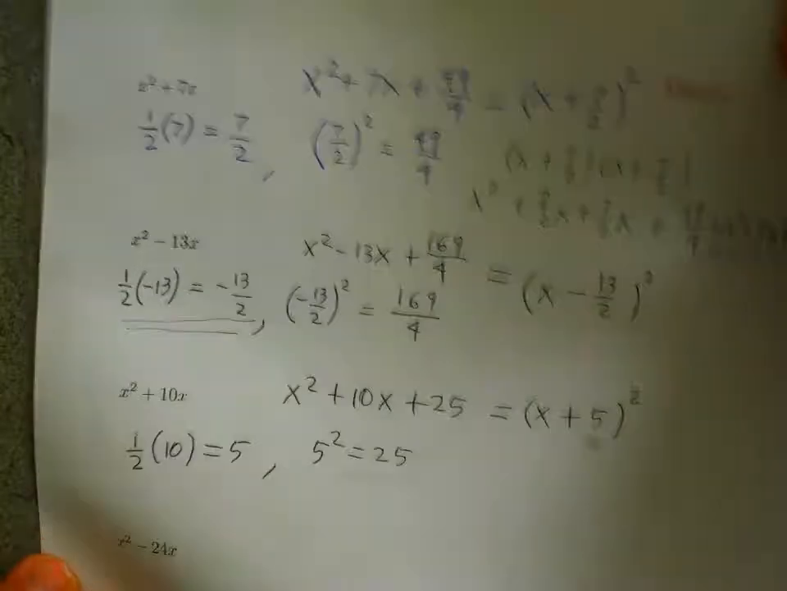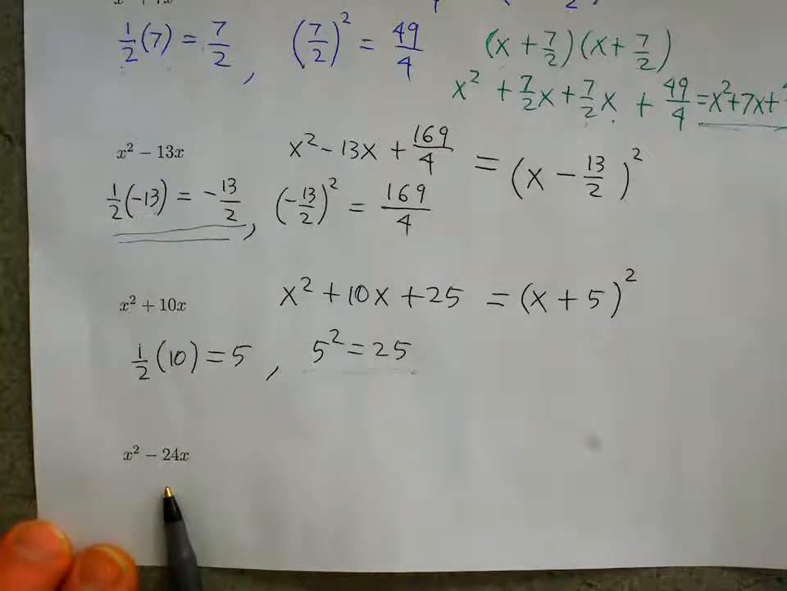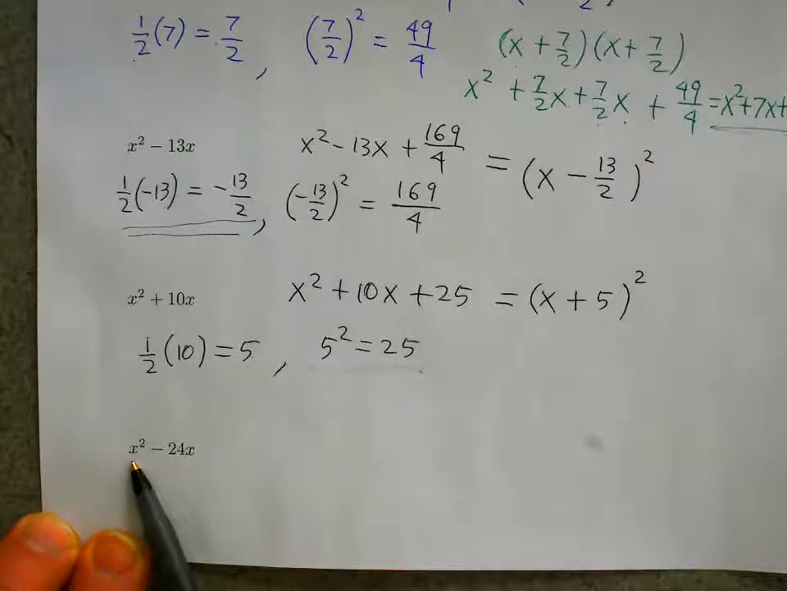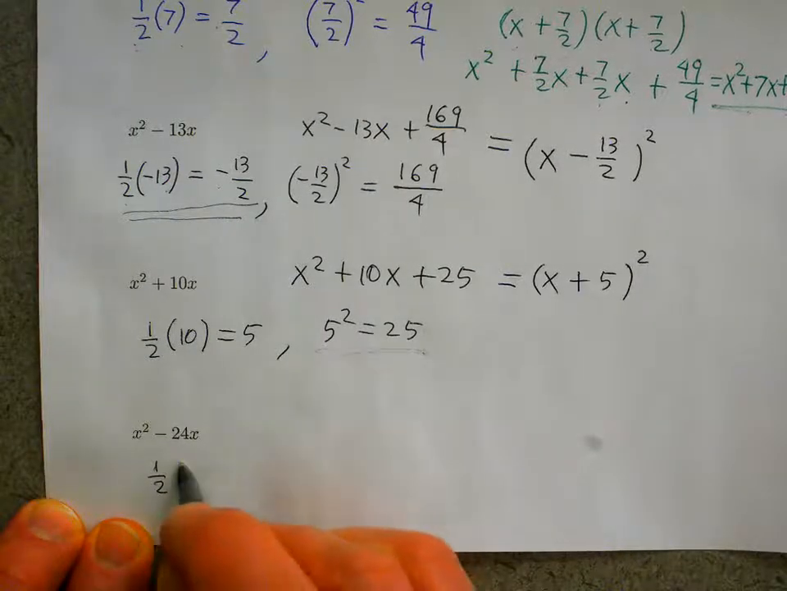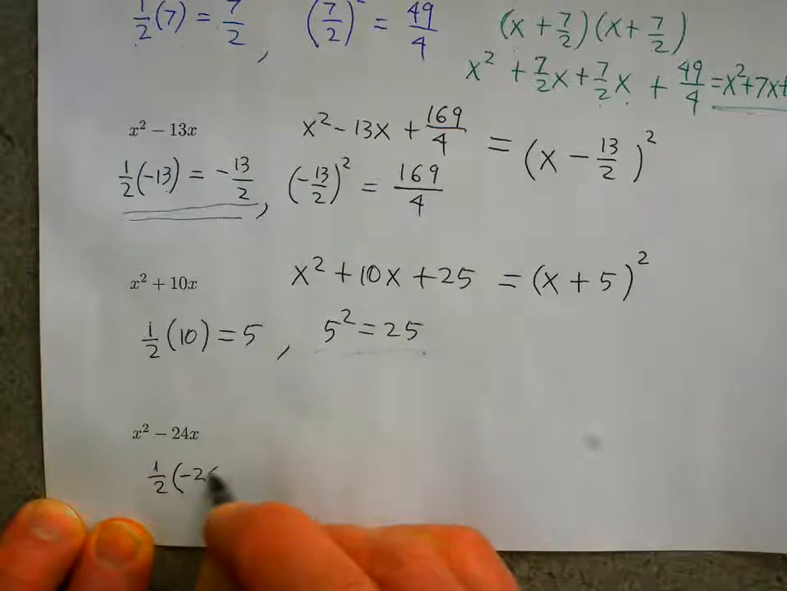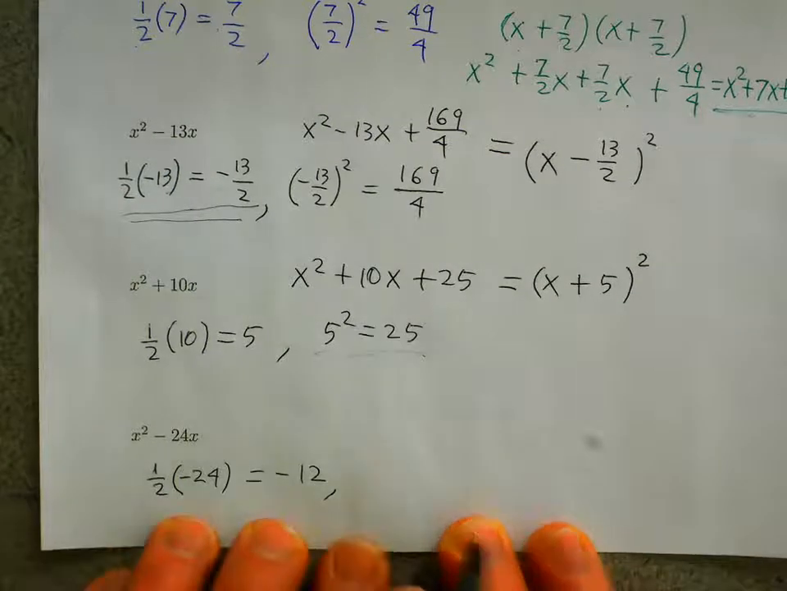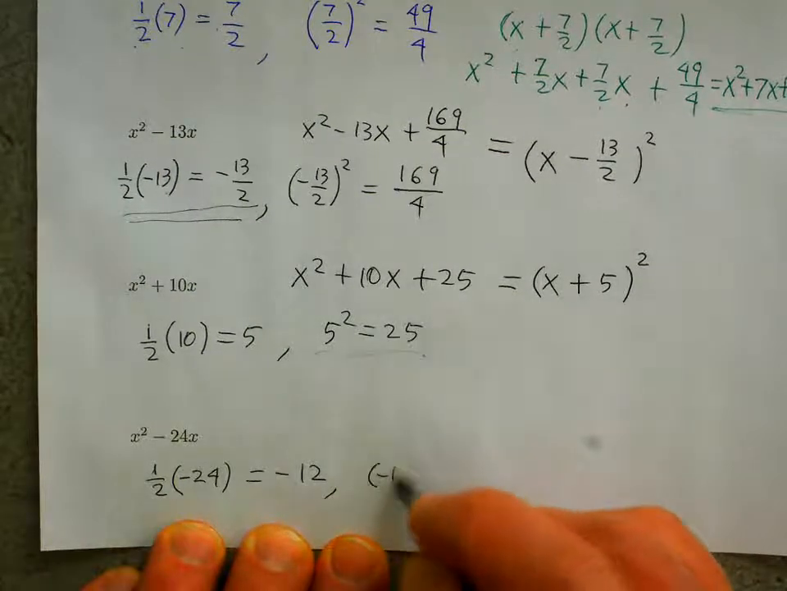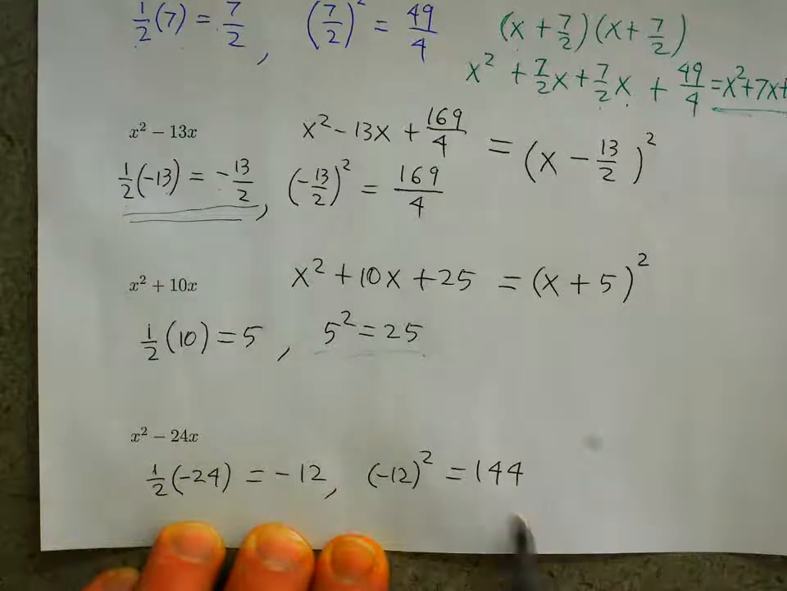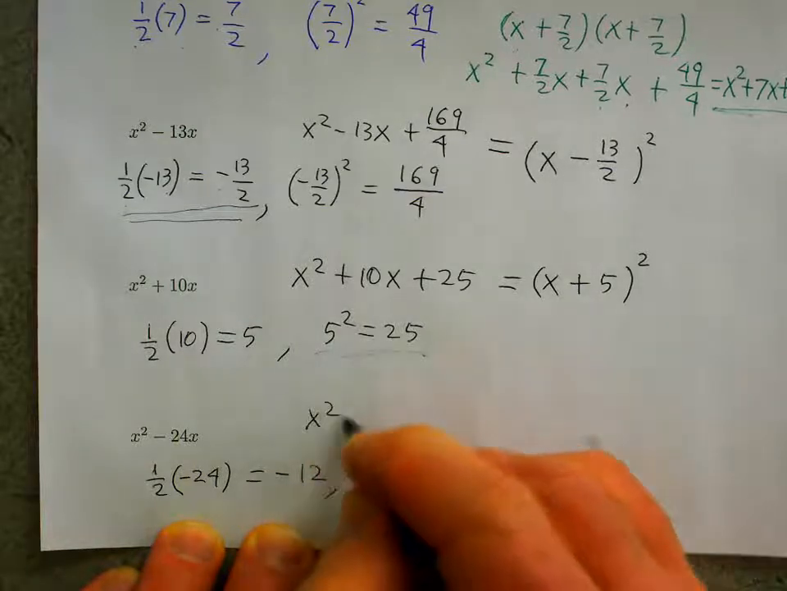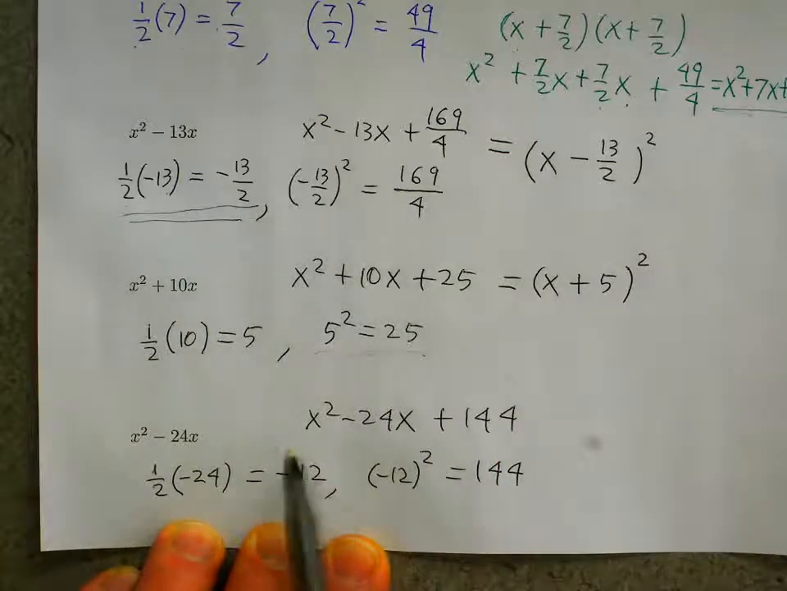Okay, one more. x squared minus 24x. The coefficient of x squared is 1. So we take 1/2 of the coefficient of x. 1/2 of negative 24 is negative 12. Then we square negative 12, and we get positive 144. This is the number that we add to x squared minus 24x to get our perfect square trinomial.